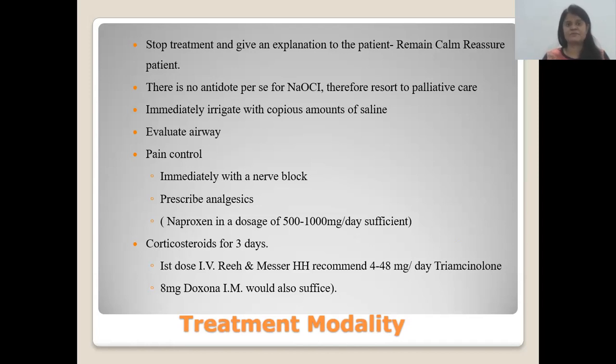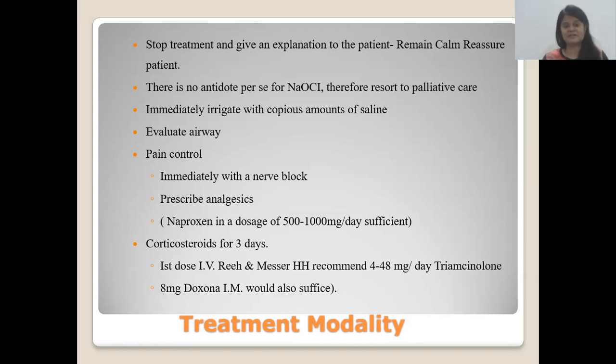First, stop the treatment, then immediately irrigate with a copious amount of saline. However much you irrigate, you reduce the concentration of sodium hypochlorite in contact with the soft tissue. Then evaluate the airway of the patient: check whether the patient is breathing normally, or whether any anxiety attack has occurred or breathing has been affected. Once the airway is confirmed to be good, pain control can be done. How can we control the pain? You can immediately give a nerve block to the patient to prevent excruciating pain.